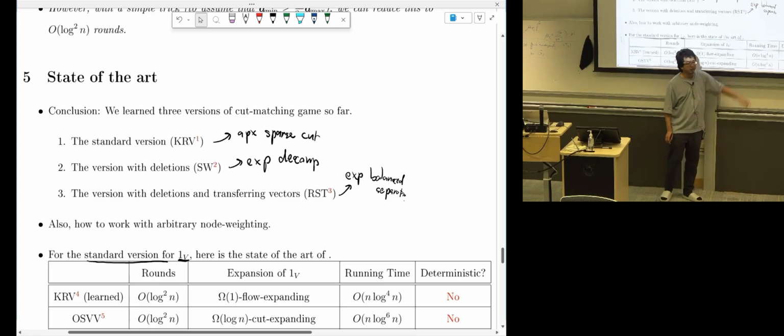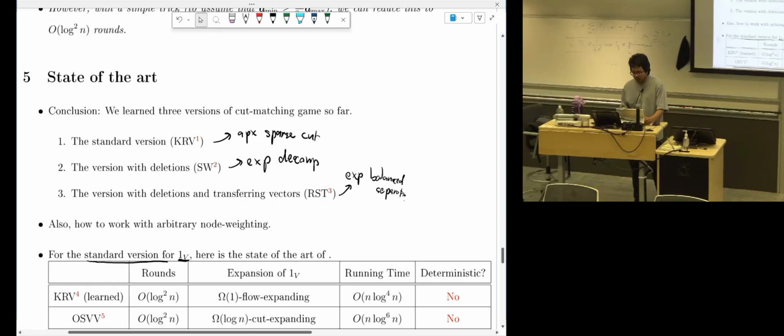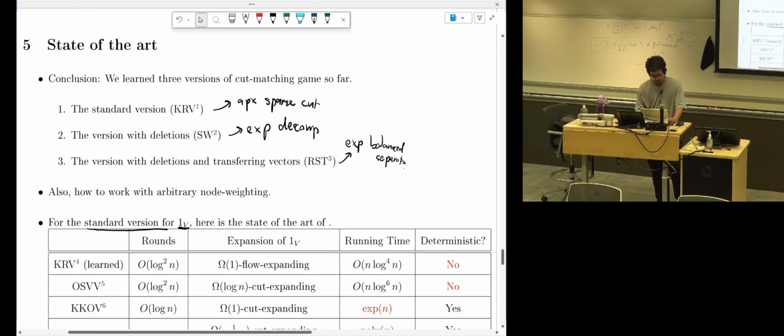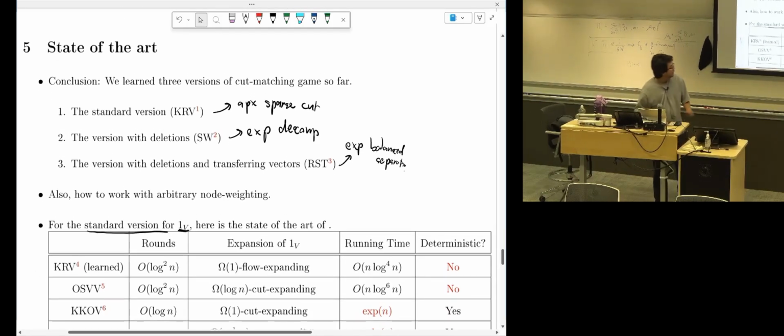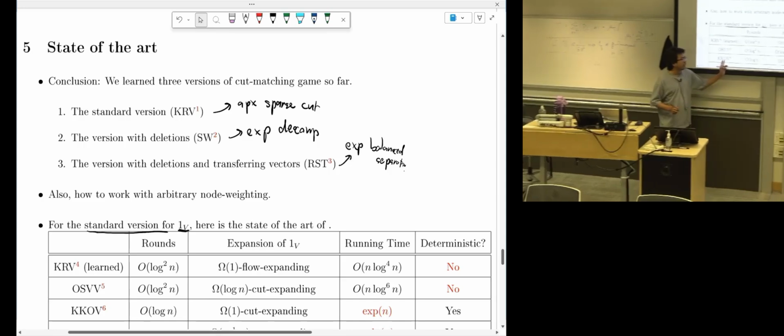Running time is a bit slower. Yeah. But this is again randomized. There is this one that I will guide you in the homework.